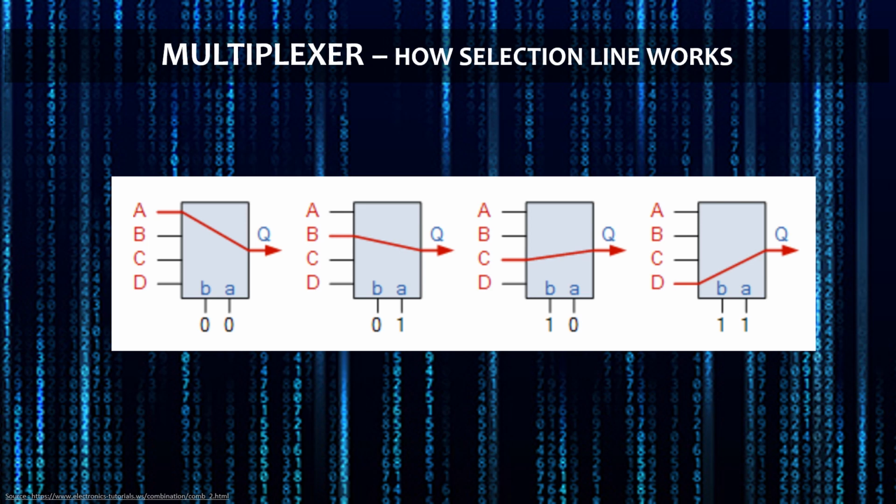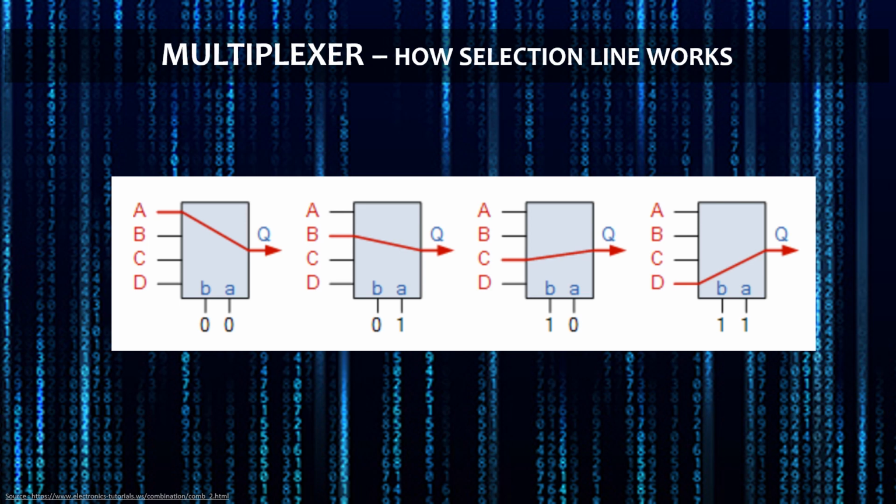the appropriate data input is connected directly to the output. Normally a multiplexer has an even number of data input lines, a power of 2, and the number of control inputs corresponds with the number of data inputs. So this is how the selection line works.